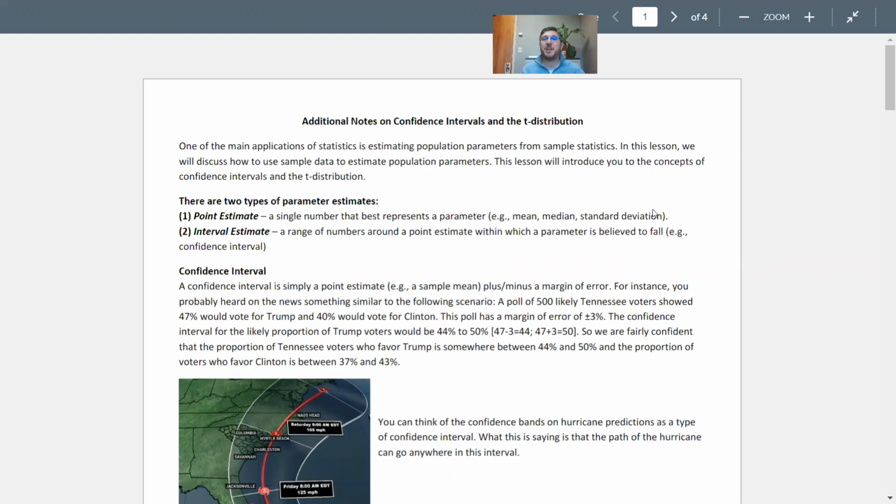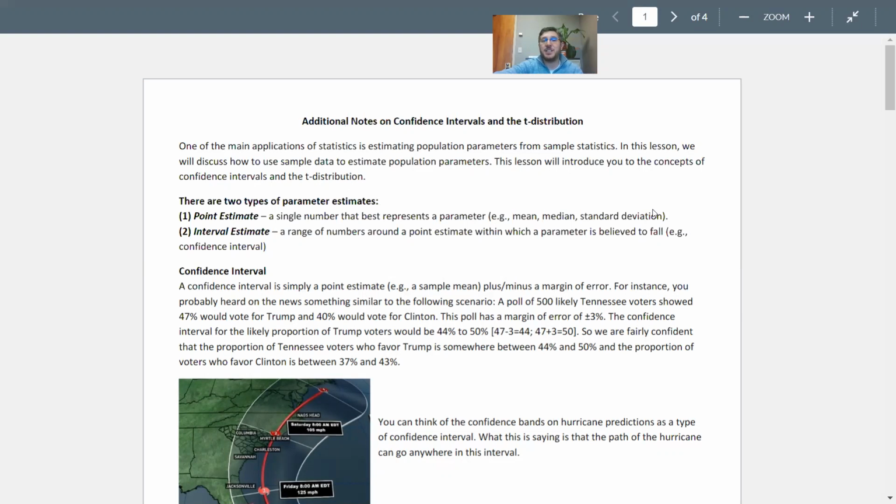So the margin of error can be used to calculate an interval around what we think the population parameter actually is. What this was saying is that we are confident that the proportion of likely Trump voters would be anywhere between 44% and 50%. We take that point estimate, 47, and add 3 to it and subtract 3 from it. So that's an example of a confidence interval.